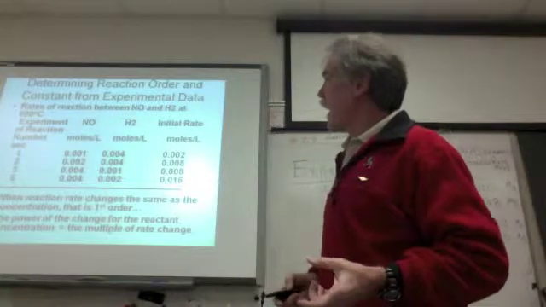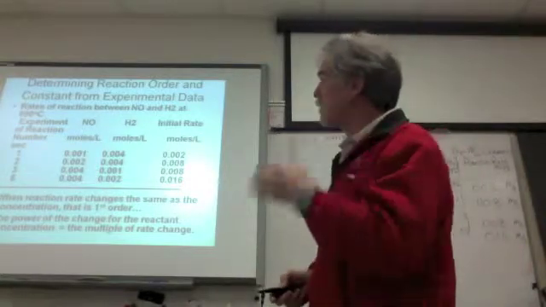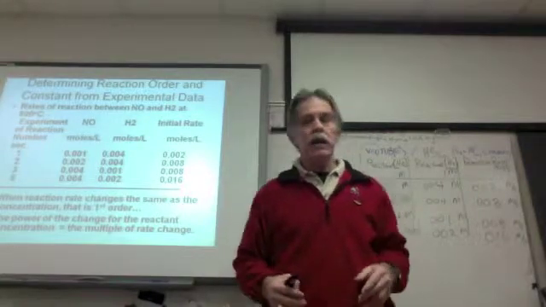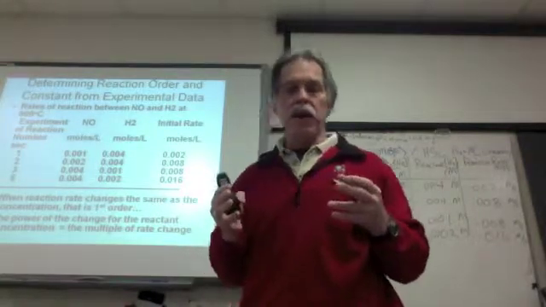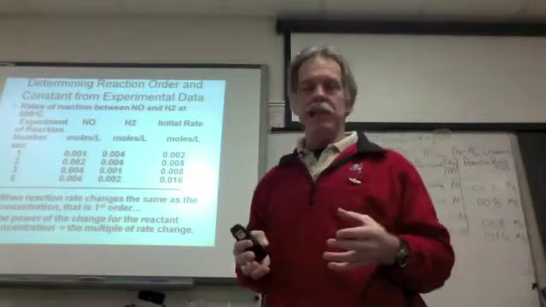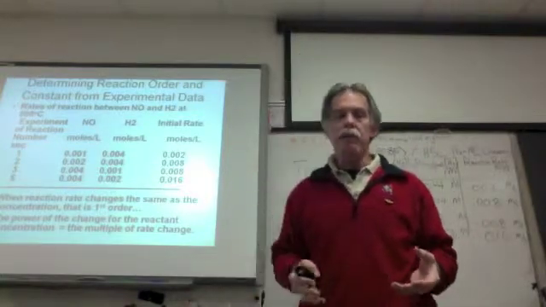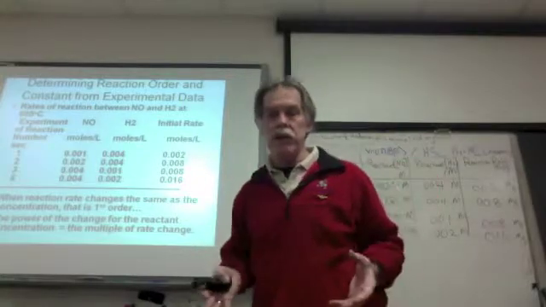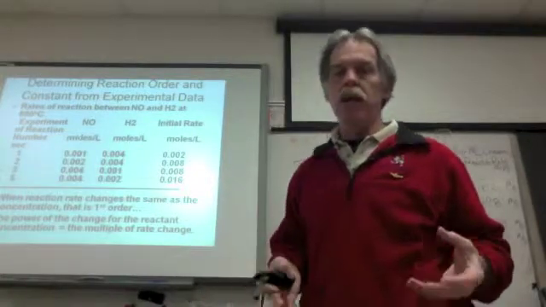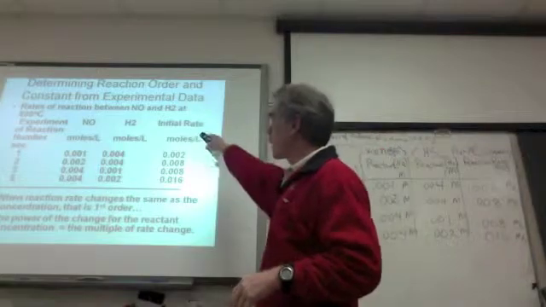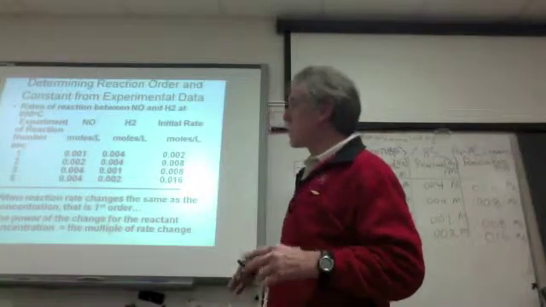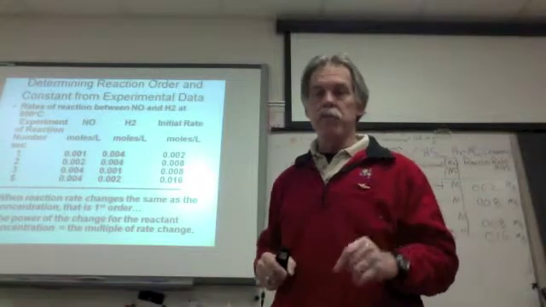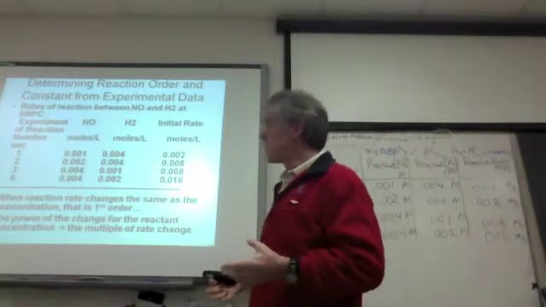So, determining reaction order and the constant from experimental data. The only way you could really determine the rate of a reaction is experimentally. And when we do that, we record the data in charts just like we always do, label the chart real well. We have our units labeled here. And in this case, we've got two reactants, nitrogen monoxide and hydrogen.